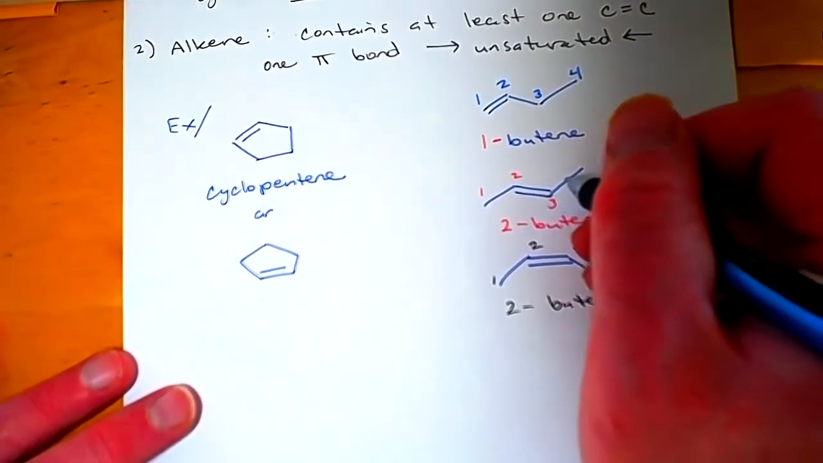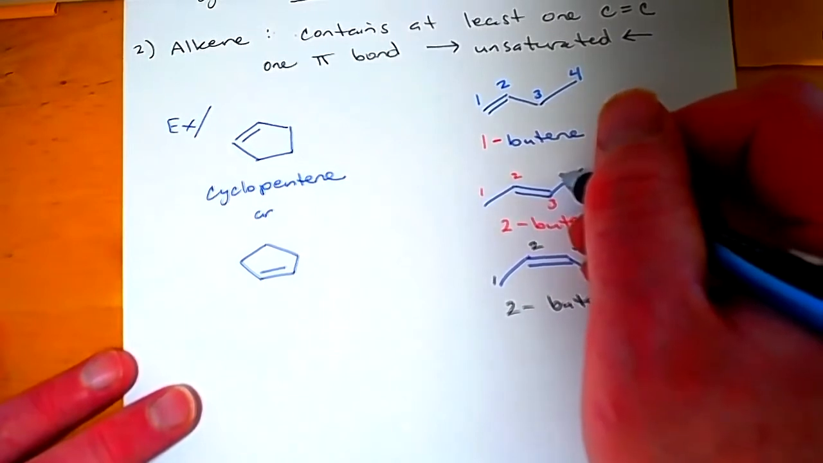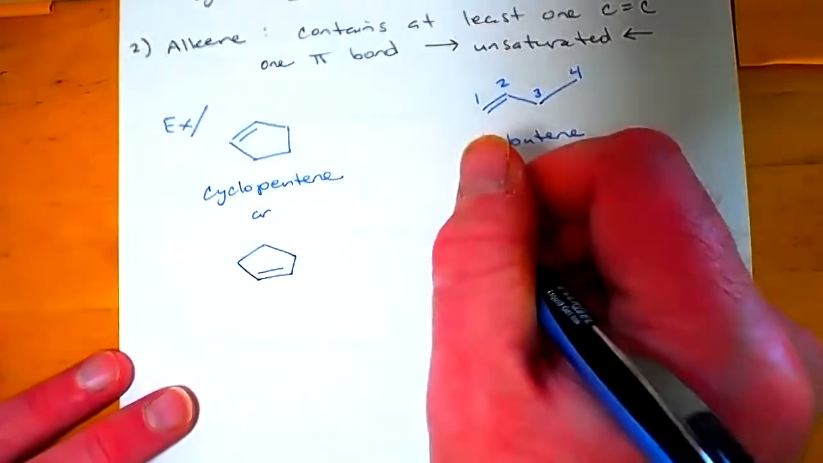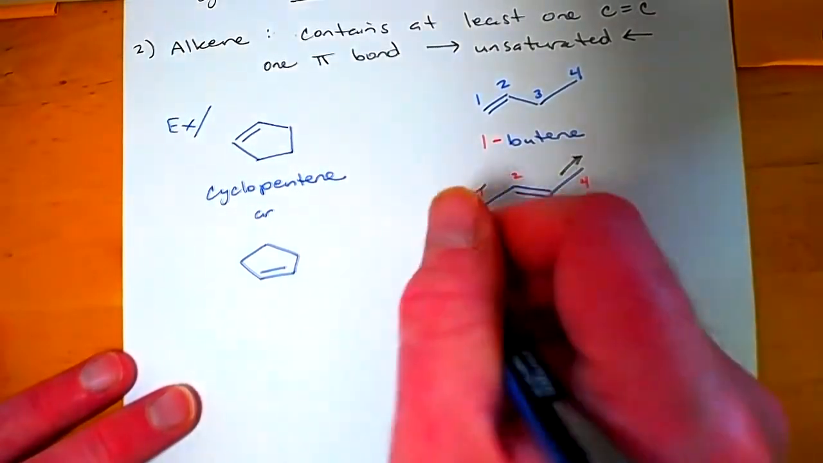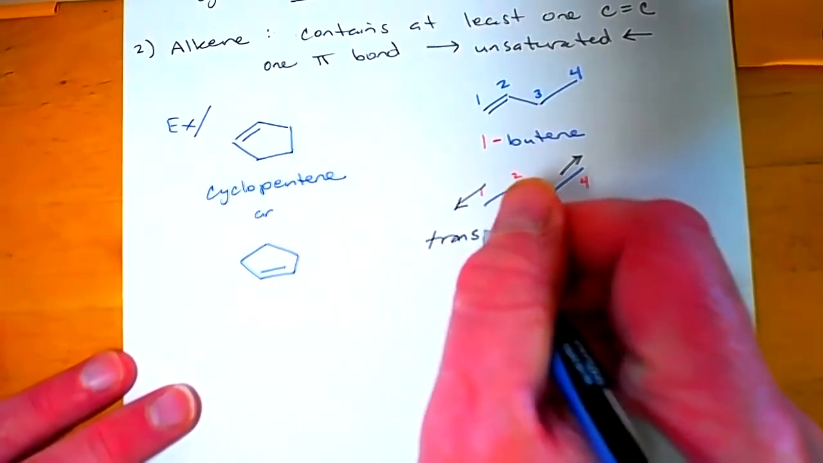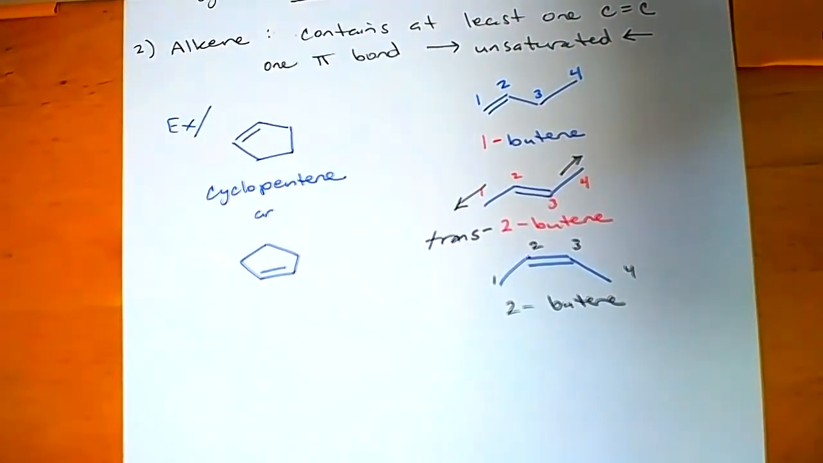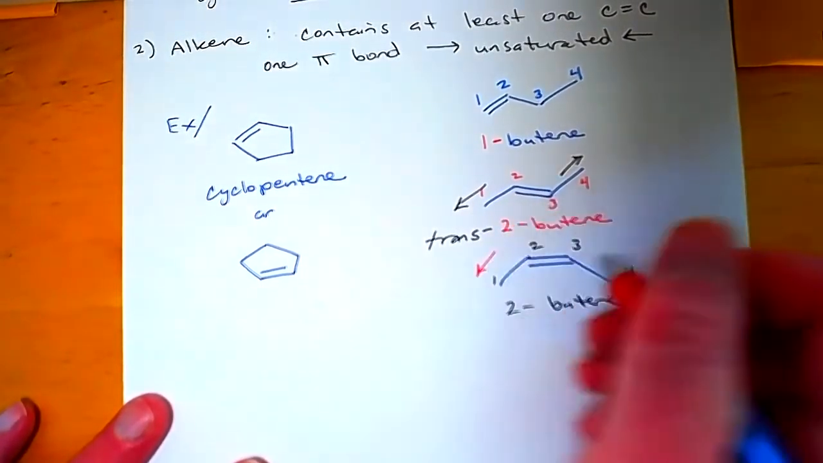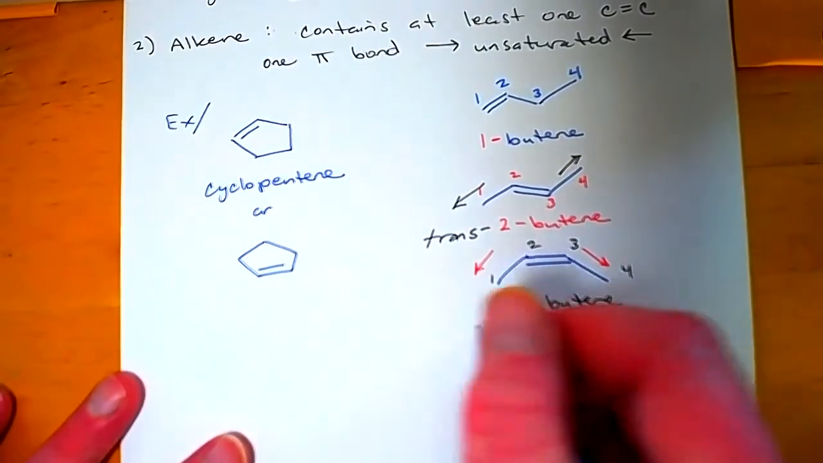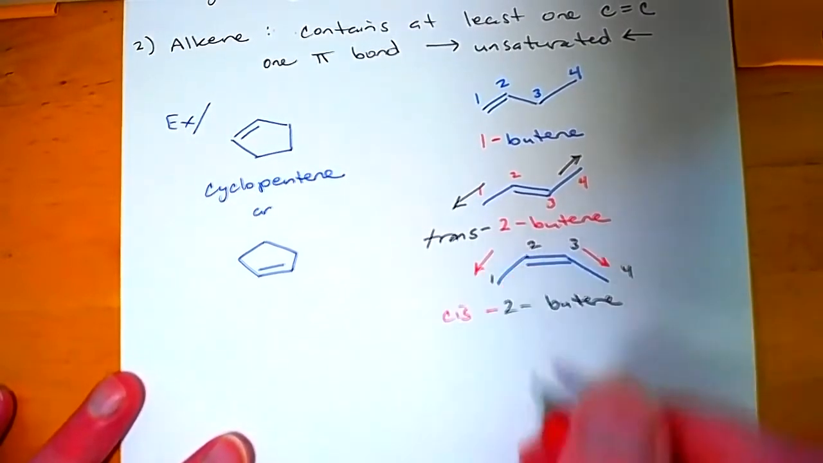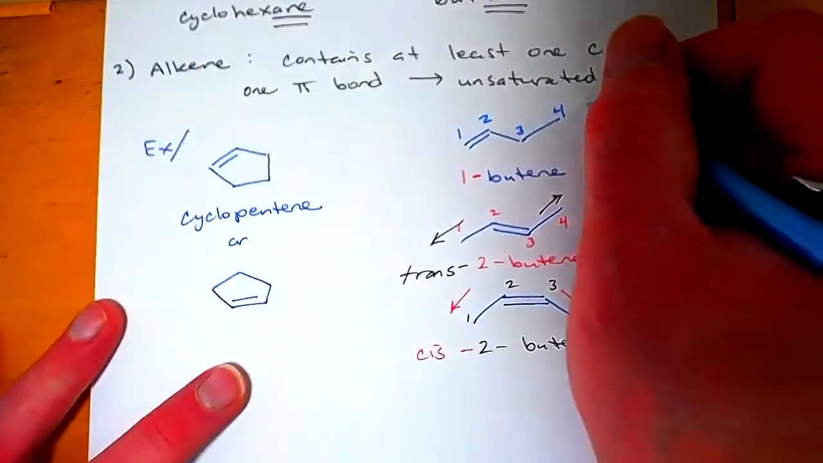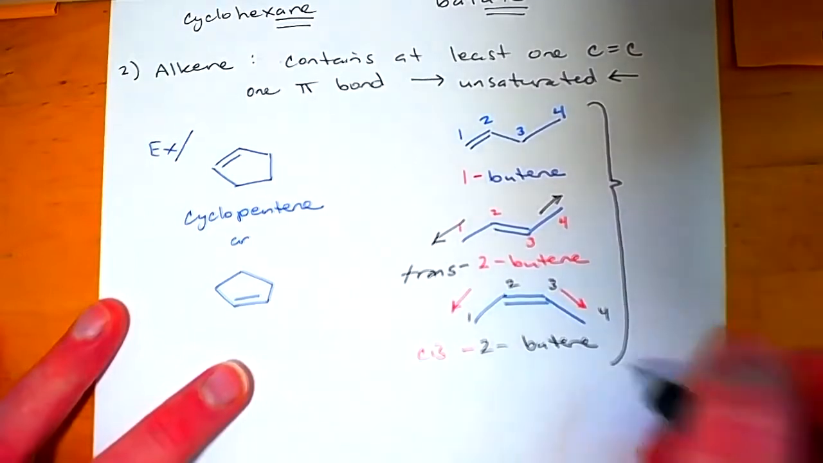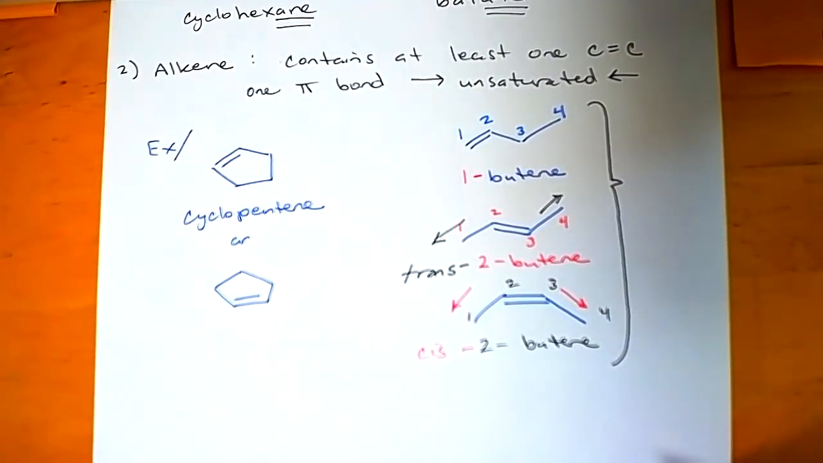So notice the direction here, that one group is pointing in this direction and one group is pointing in the other direction, like they're in opposite directions. We refer to that as a trans. So this is trans-2-butene. And if the two groups are pointing in the same direction, well, then we refer to that as a cis-2-butene.